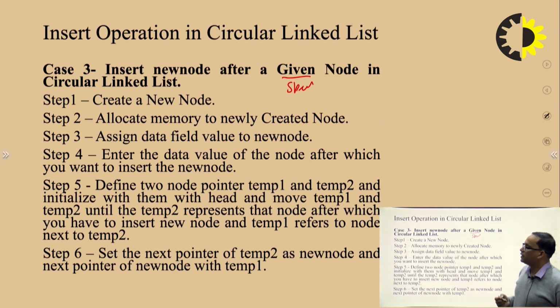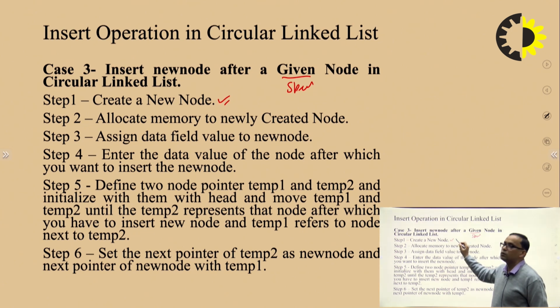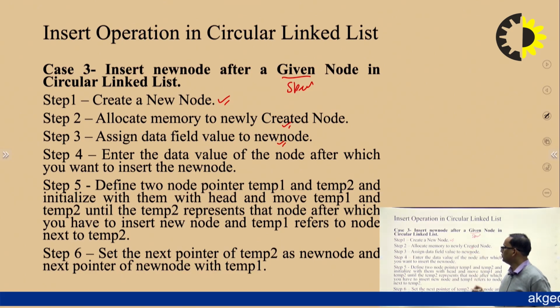To insert a new node after a given node, we have to use the following steps. First we have to create a new node. Whatever we are going to insert, we have to create that particular node. After that we allocate memory to the newly created node, then assign the data field value to it. So initially by using these 3 steps the node will be created like this: 5 is the data value assigned and the next field will contain null. This is our new node.